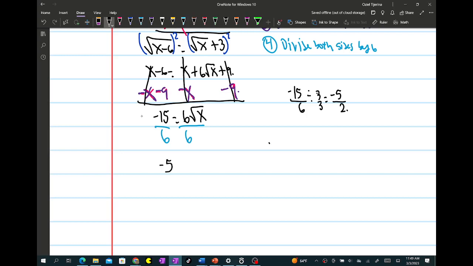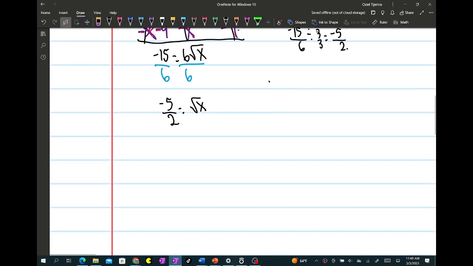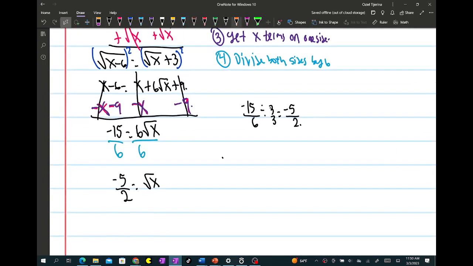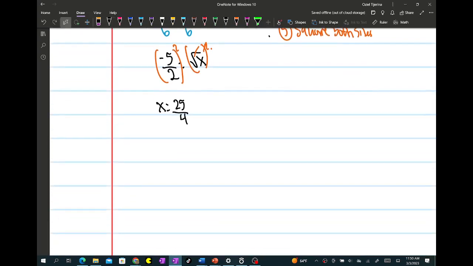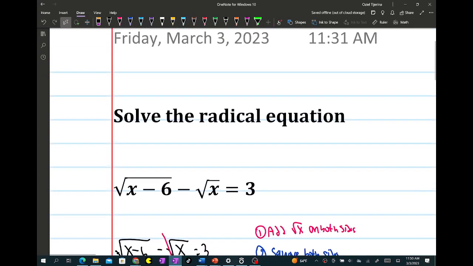So it'd be negative 5 halves equals the square root of x, right? And then finally, to solve for x, step 5 would be to square both sides. So we square it, and it gets rid of that square root, so we get x equals 25 over 4, because you're squaring the top and the bottom. So now it's a matter of checking it.